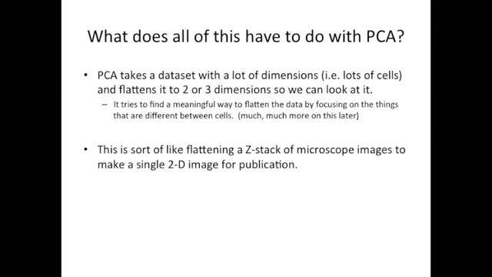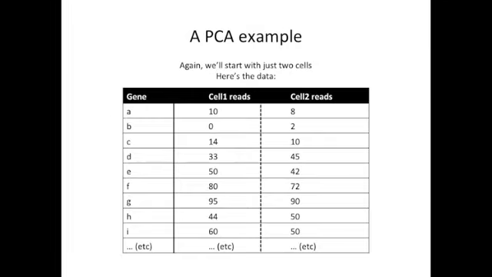It tries to find a meaningful way to flatten the data by focusing on the things that are different between the cells. We're going to talk a lot more about this later. For any biologists out there, this is sort of like flattening a Z-stack of microscope images to make a single 2-dimensional image for publication. So let's start with an example. Again, we'll just start with 2 cells.